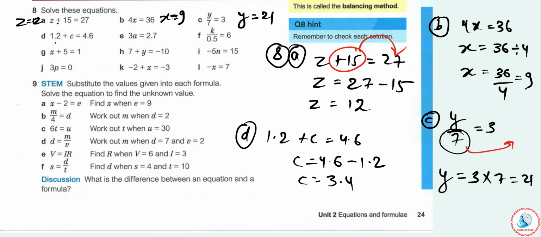Now question number E. Question number E says 3a is equals to 2.7. Let me erase all these.